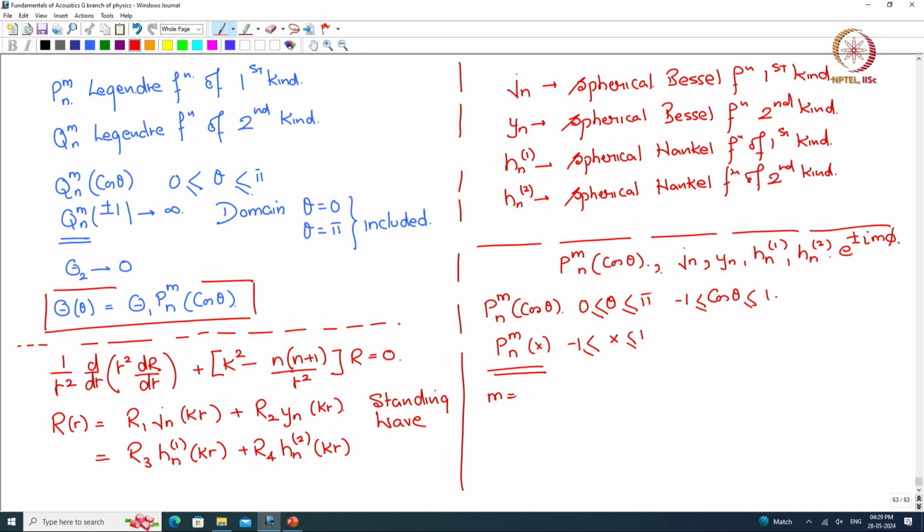If m is equal to 0, first of all, then we have P0 of n of x, which is equal to Pn of x, which are, let me call them, the regular Legendre polynomials. Okay. And how do they look?